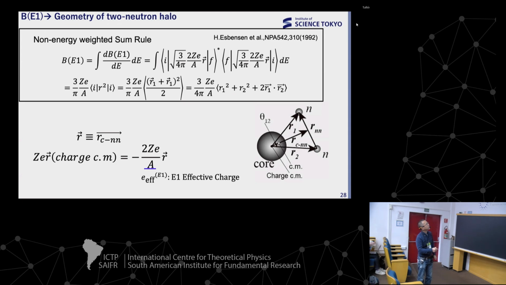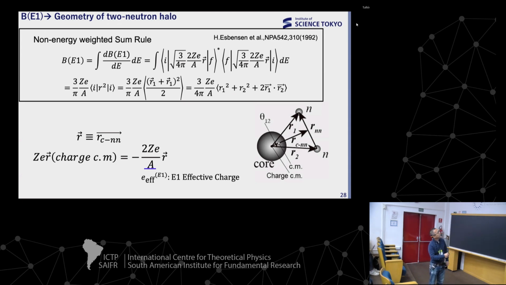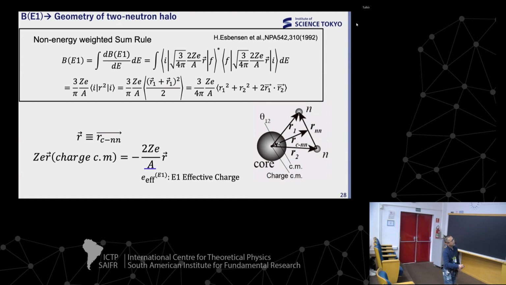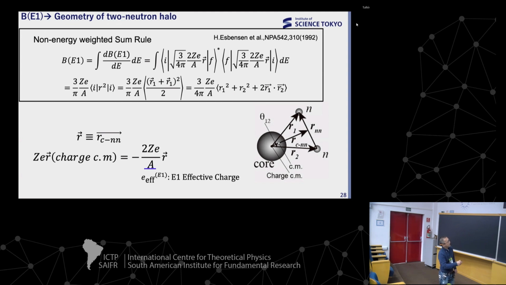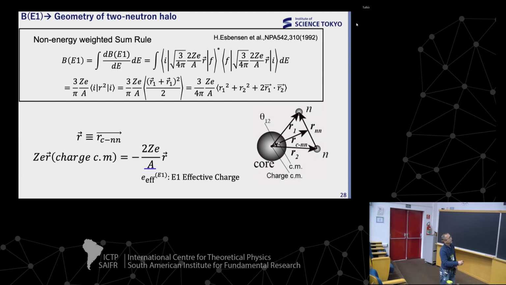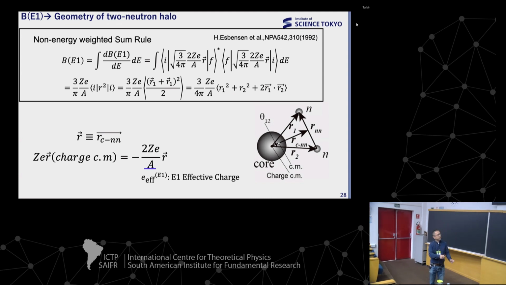We can also use this non-energy weighted cluster sum rule again. But in this case, this R squared is between the core and the center of mass of these two neutrons, this R. And this R can also be related to the R1 vector and the R2 vector. So now we have the component of R1 dot R2, the dot product. So I thought that maybe we can use it to extract some correlation between these two vectors, R1 dot R2. So I did it.